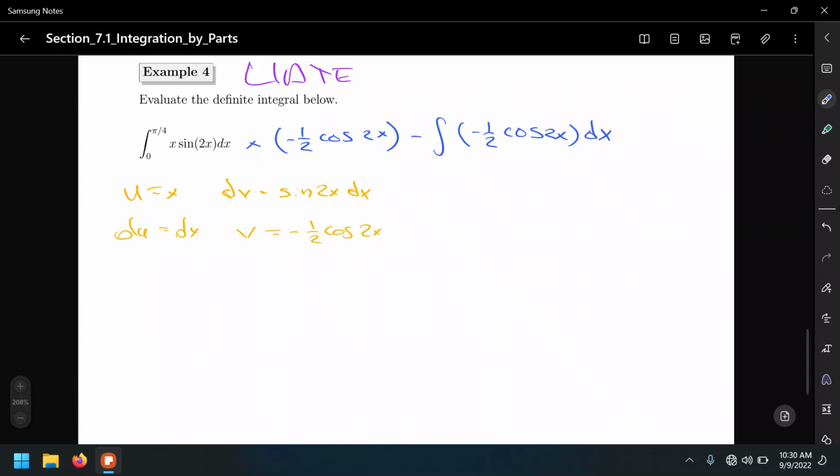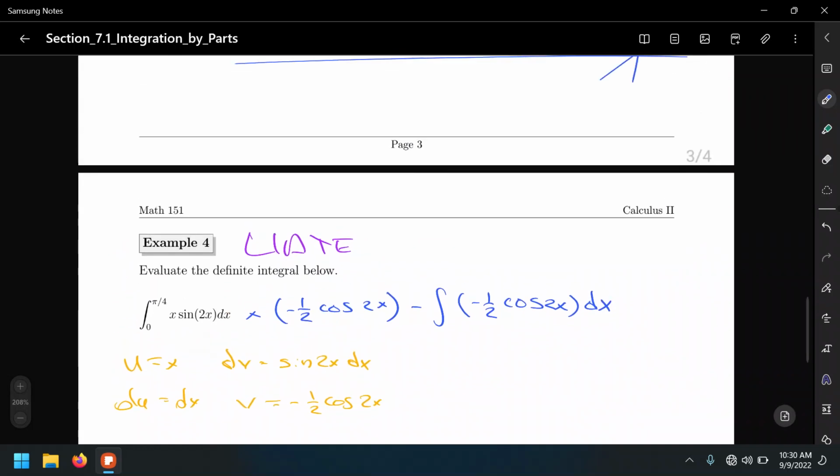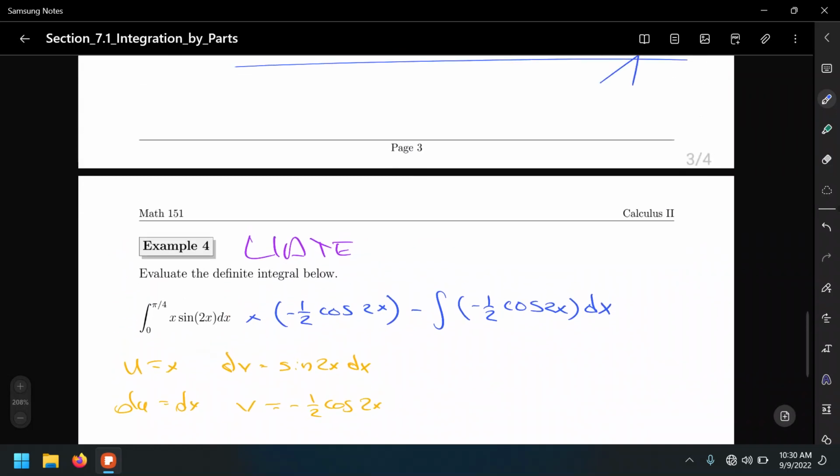Now, notice that the first term right here no longer contains an integral sign. This is already a result. So at this point, for the first term, we can go ahead and write the bar to show the limits of integration. So in this case, that's 0 to pi over 4.